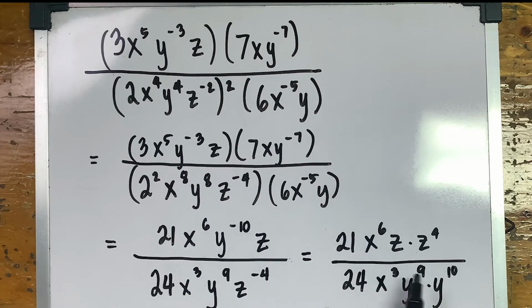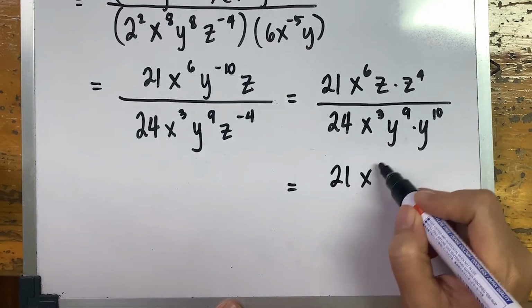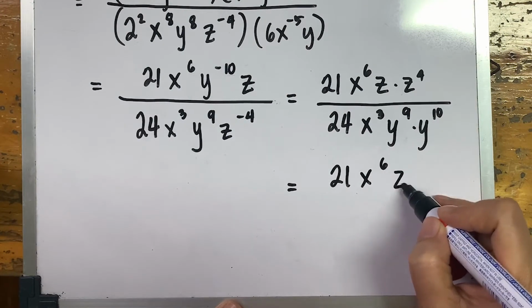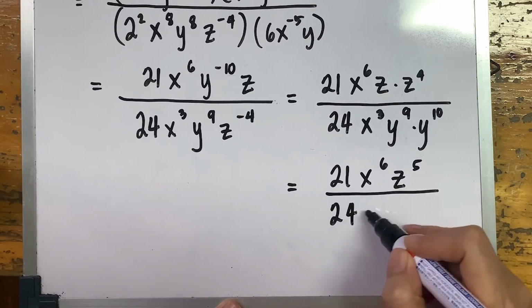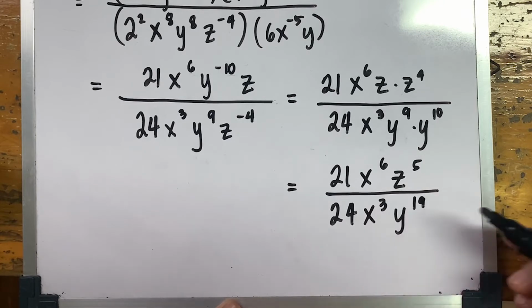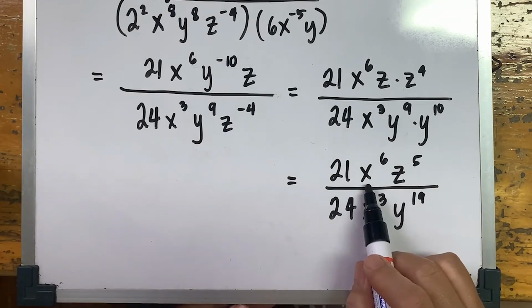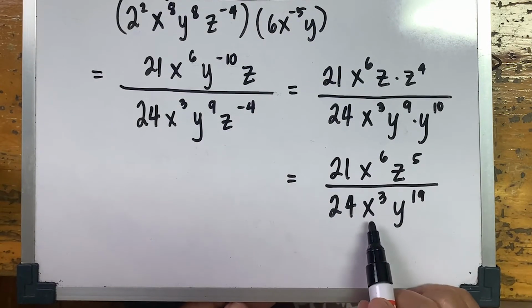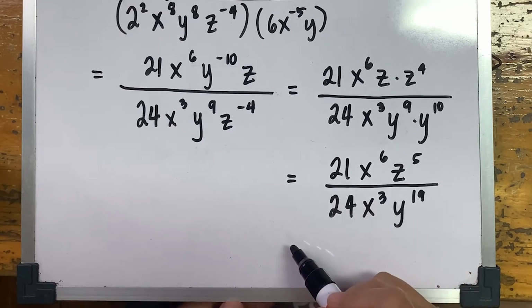So put them all together, all the ones with the same variable. So it will be 21 x to the sixth z to the fifth power over 24 x cubed y to the 19th. Okay, we have x here in the numerator and also x in the denominator. So we have to subtract the exponent.